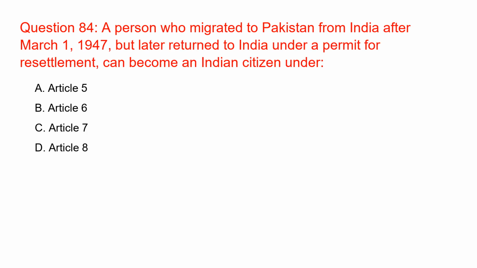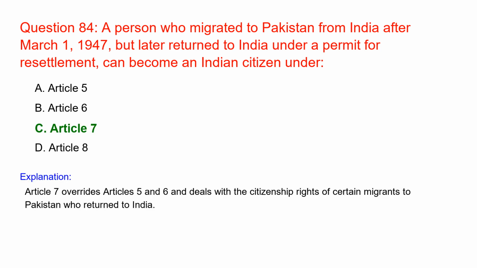A person who migrated to Pakistan from India after 1st March 1947, but later returned to India under a permit for resettlement, can become an Indian citizen under Article 7. Article 7 overrides Articles 5 and 6 and deals with the citizenship rights of certain migrants to Pakistan who returned to India.